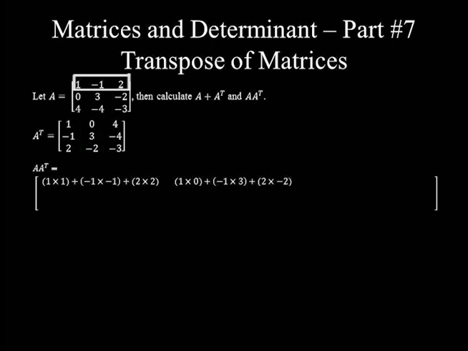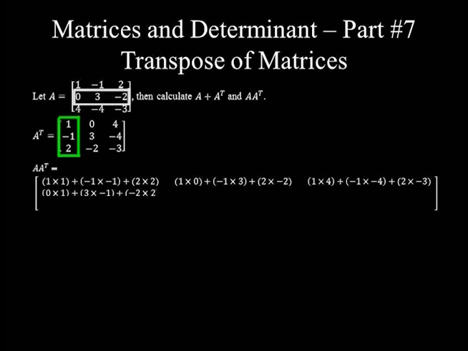Row 1 of matrix A times column 3 of A transpose equals 1 times 4 plus -1 times -4 plus 2 times -3. Moving to row 2 of matrix A, row 2 times column 1 of A transpose equals 0 times 1 plus 3 times -1 plus -2 times 2. Row 2 times column 2 equals 0 times 0 plus 3 times 3 plus -2 times -2. Row 2 times column 3 equals 0 times 4 plus 3 times -4 plus -2 times -3.